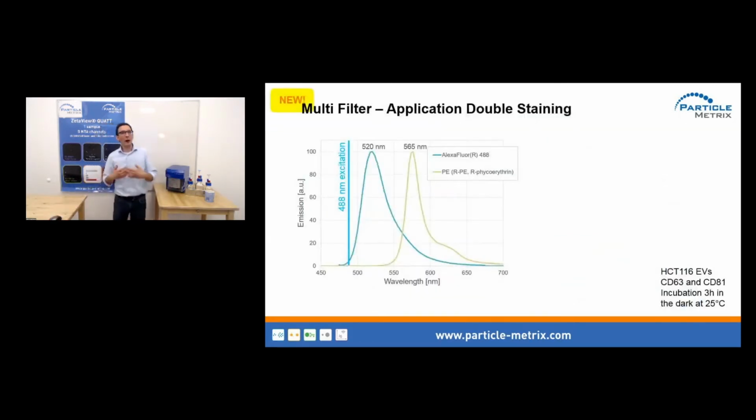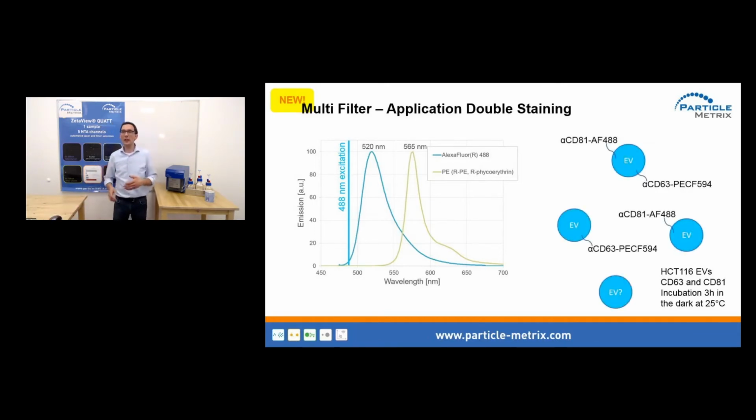All right, so I'm also launching today the Multifilter option, or the Multifilter feature, meaning with one laser you can now operate several filters, and this makes sense if you have different Stokes shifts, so different emission properties of your dyes. In the application I picked out here, we excite with a 488 nanometer laser, and then we can excite Alexa Fluor dye as well as the PE dye. And if you have the correct filters, you can distinguish between those two emissions.